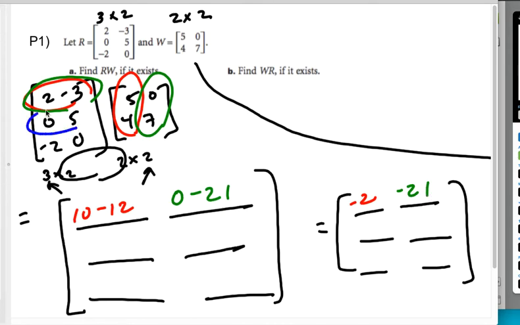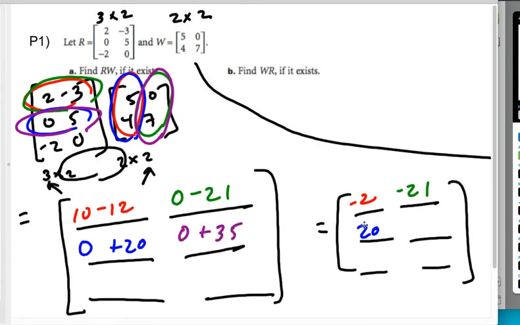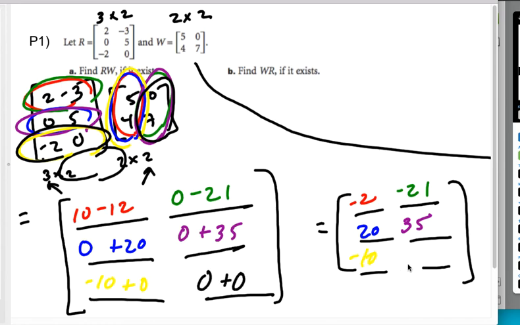Okay, on to row 2, 0 and 5 times the 5 and the 4. Well, that's 0 times 5, which is 0, and 5 times 4, which is 20, so 0 plus 20 is 20. Row 2, column 2, 0 times 0 is 0, 5 times 7 is 35, 0 plus 35 should give me a 35. Row 3, column 1, -2 times 5 is a -10, 0 times 4 is a 0, so I get a -10. And last but not least, the -2 comma 0 times the 0 and the 7. So 0 times the -2 is a 0, 0 times the 7 is also a 0.